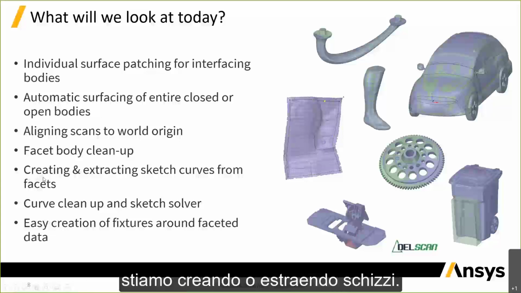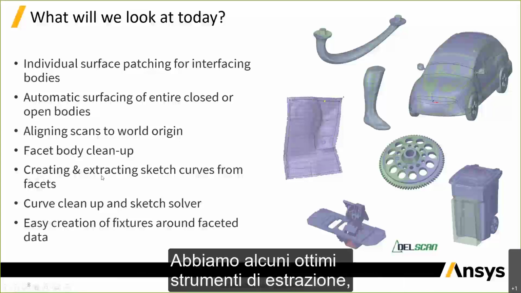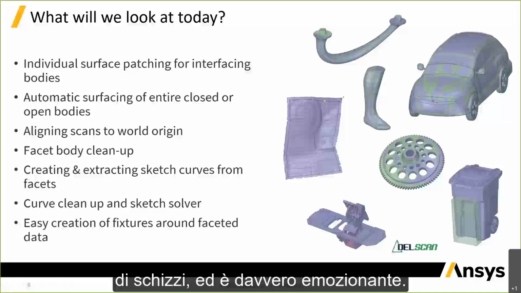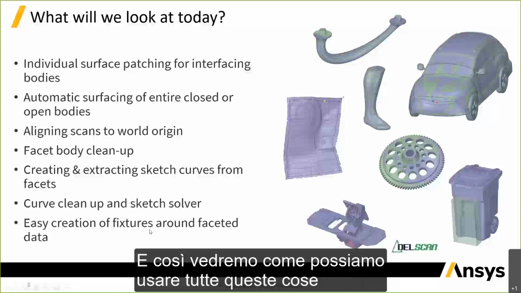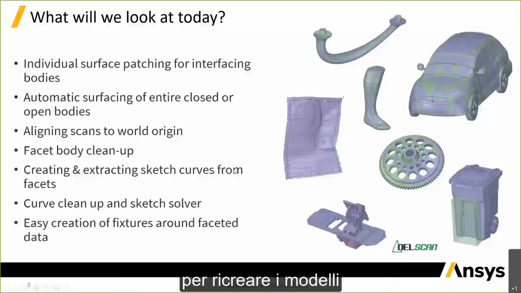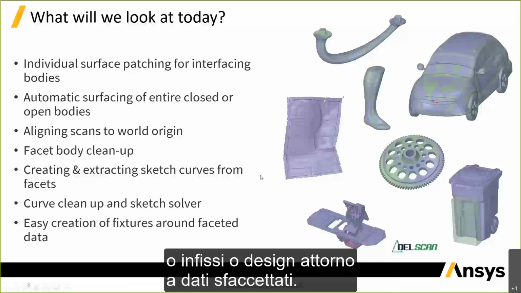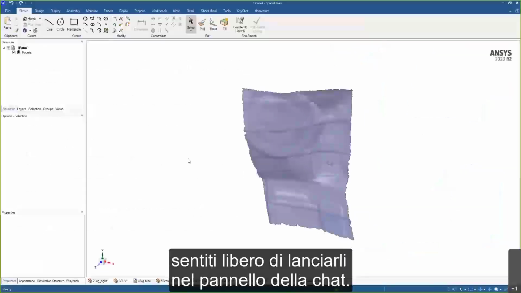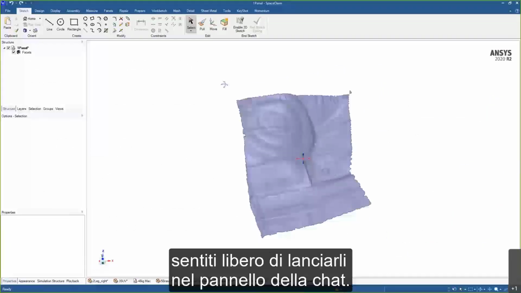At the end of the day, we're either creating or extracting sketches. We have some great extraction tools where we can clean those curves up. And something that's brand new to R2, we now have a sketch solver, and it's really exciting. I've been with SpaceClaim for over 10 years, and it's really great to now have this. And so we'll see how we can use all of those things to either recreate models or fixtures or design around faceted data. So if you have any questions, please feel free to throw them into the chat panel.